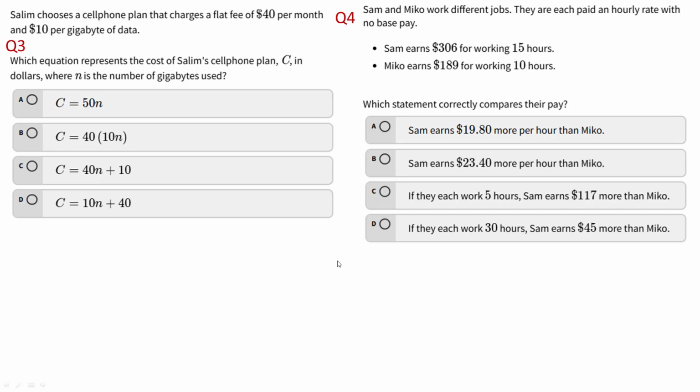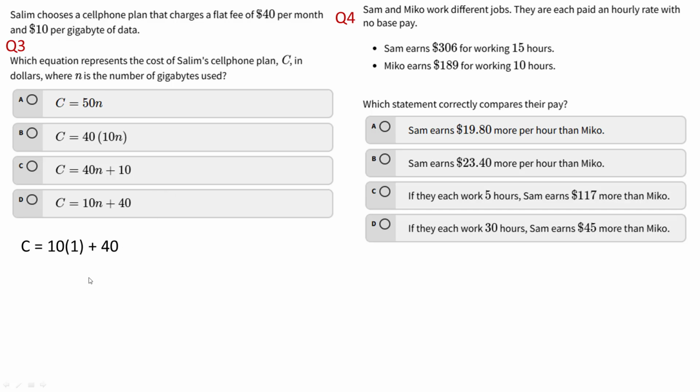Number 3, Salim chooses a cell phone plan that charges a flat fee of $40 per month and then $10 per gigabyte of data. It asks, which equation represents the cost of Salim's cell phone plan? C is the cost, and N is the number of gigabytes used. So we've got 4 different choices here. Now, the $40 is a fixed value, and the $10 is a variable. For every gigabyte, he's charged $10.